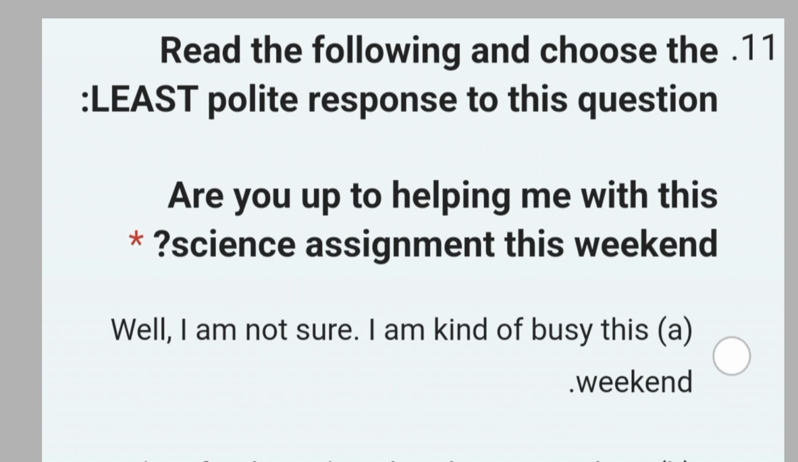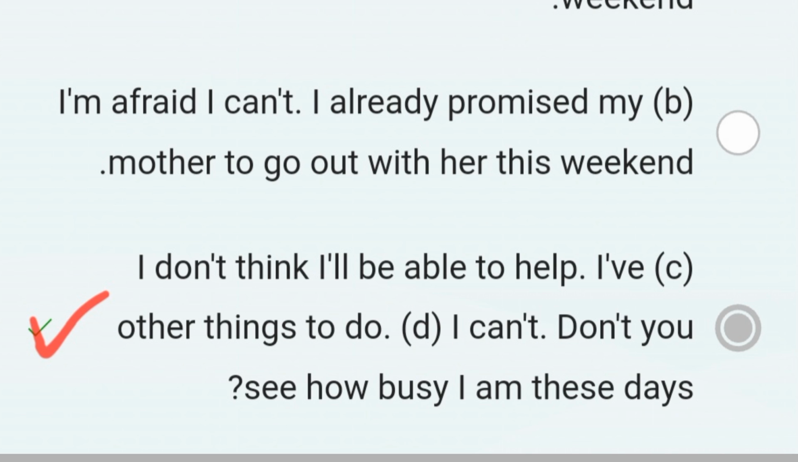Are you up to helping me with this science assignment this weekend? A. Well, I am not sure. I am kind of busy this weekend. B. I'm afraid I can't. I already promised my mother to go out with her this weekend. C. I don't think I'll be able to help. I have other things to do. D. I can't. Don't you see how busy I am these days?